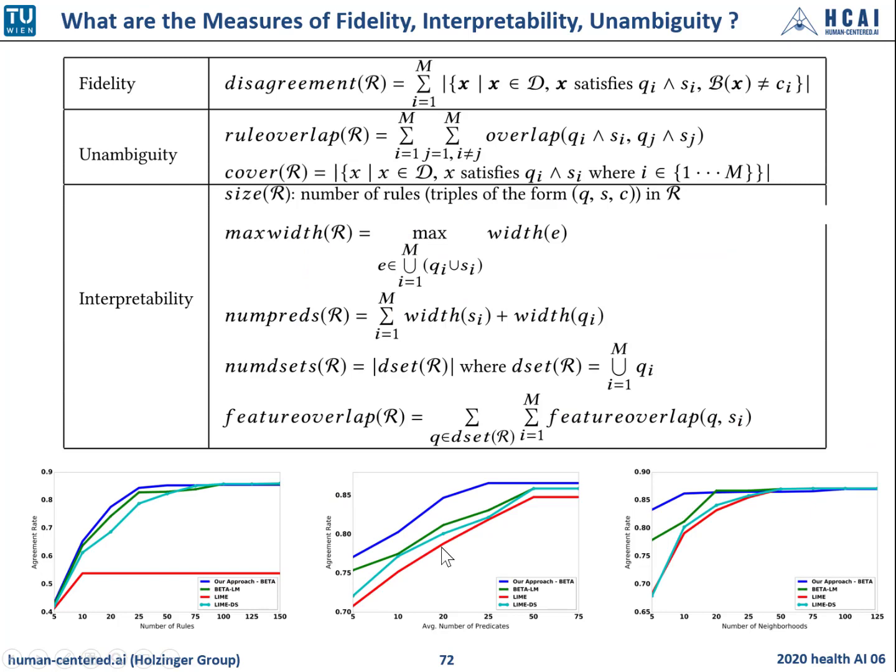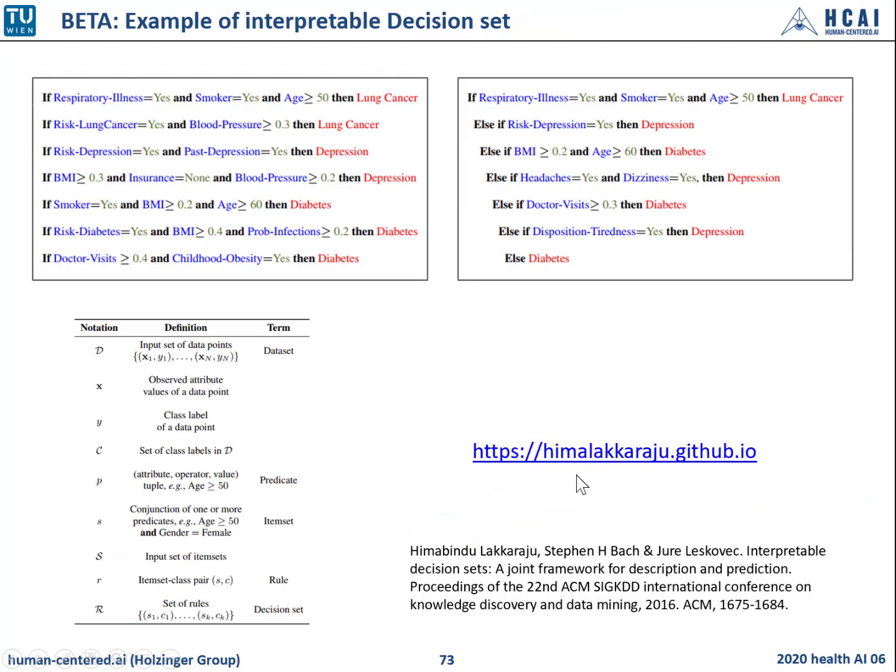So what are the measures of fidelity, interpretability, and unambiguity? These are with regard to a two-level decision set, approximation set R, a black box model B, and a data set D, where x sub i captures the feature values of instance i, and this black box model B is treated as a function which takes an instance x element of D as input and returns a class label. The definitions are given on the next slide. Do you see this here? The definitions of the original paper. And this is very easy to see by yourself.